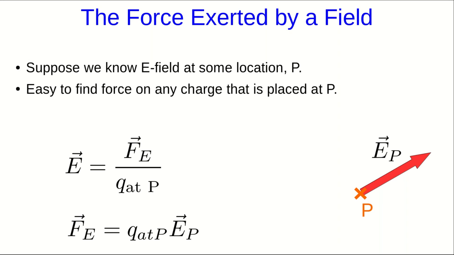So think about what that means. If we put any positive charge at point P, then we're multiplying that E field vector by a positive scalar, and we'll get a force in the same direction as the E field. On the other hand, if we put a negative charge at point P, now we're going to be multiplying that field vector by a negative scalar, and so we get a force on this charge which points opposite to the direction of the E field.